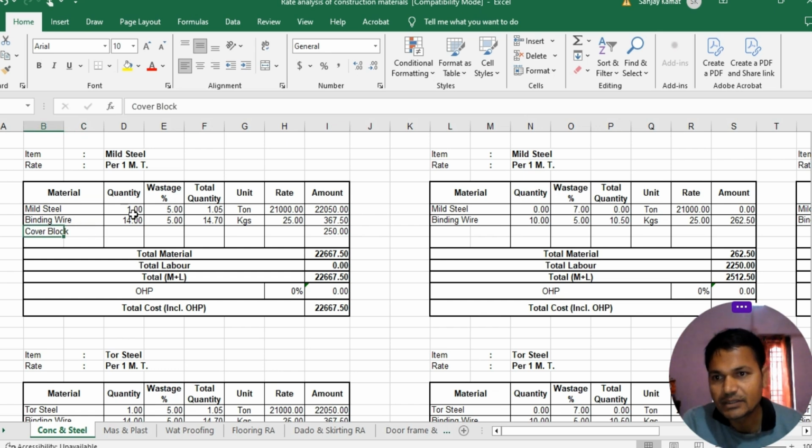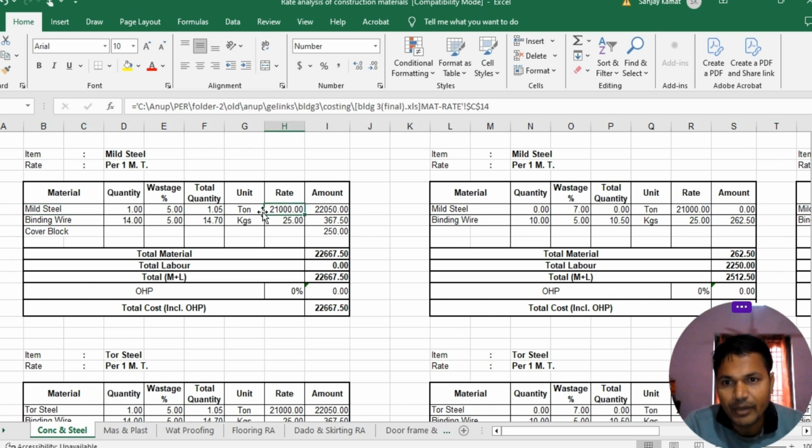So the mild steel quantity we have taken is only one. With wastage material, the total quantity we have taken is 1.05, and the unit of mild steel is always ton, because we are calculating mild steel in tons. 1 ton, 2 ton, 3 ton, depending on this, okay. So now we have the rate of the mild steel. 1.05 ton is how much? 21,000. So let's multiply and see how much it is.